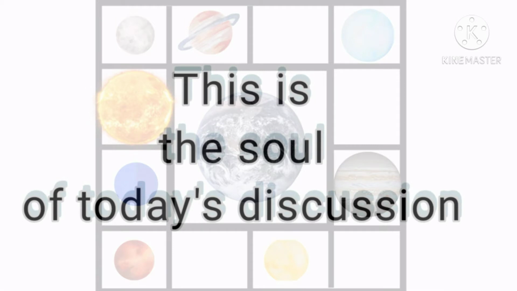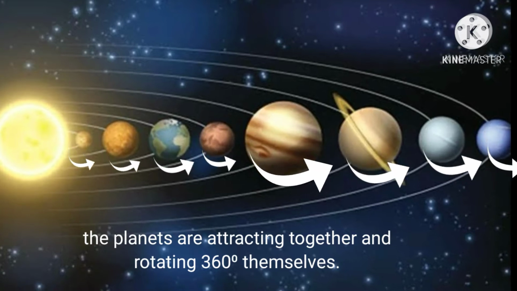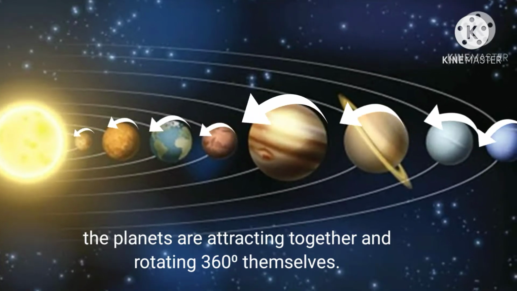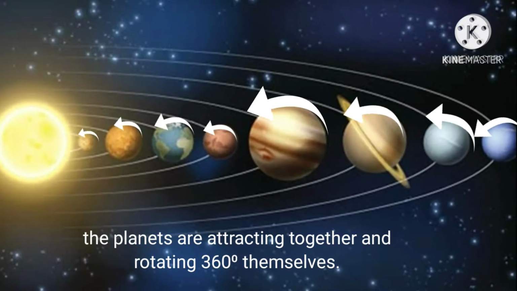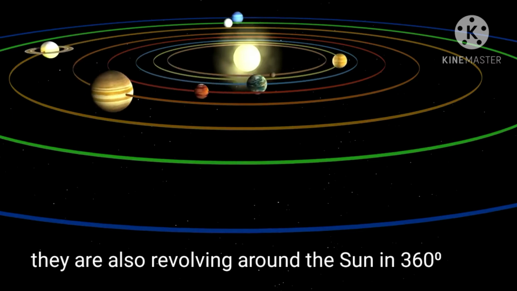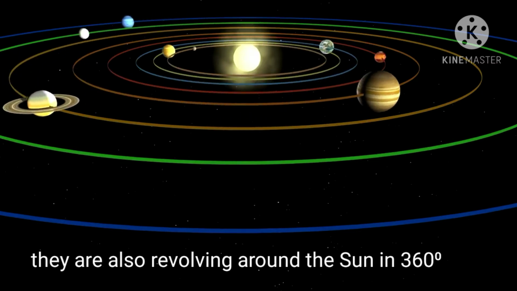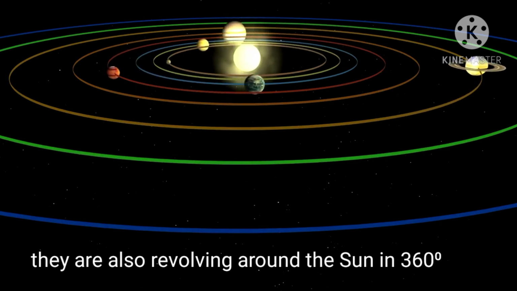Therefore, I repeat, these planets are attracting together. They are also rotating 360 degrees themselves. These planets also revolve around the Sun in 360 degrees.